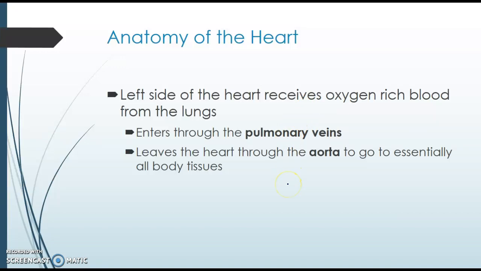The left side of the heart is where blood returning from the lungs is going to enter into. So it's going to enter into the left side of the heart through what we call pulmonary veins, and then it's going to leave the heart through the aorta, which is this giant, huge blood vessel artery that's going to then take all of that oxygenated blood to all of your body tissues.